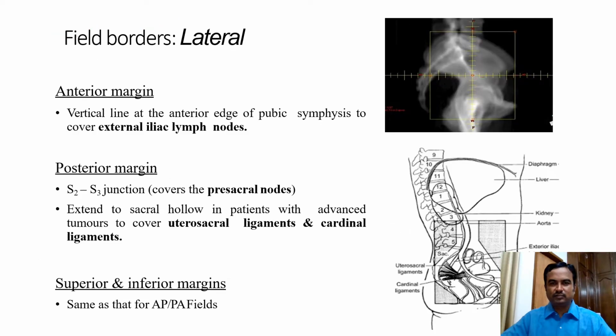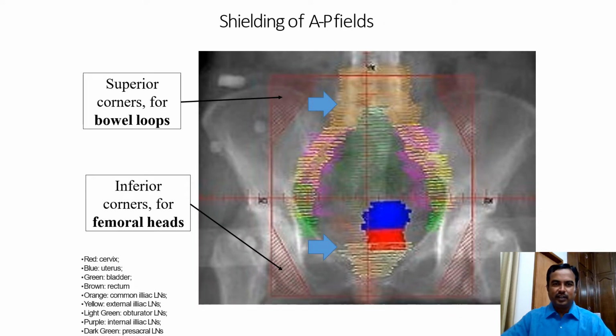AP-PA field. This slide shows the lateral field which was used for the box technique using the conventional simulator film. Here also, similarly, the anterior and posterior borders are fixed based on the bony landmarks. So this is how the lateral field is designed in case of cervix in the conventional method.